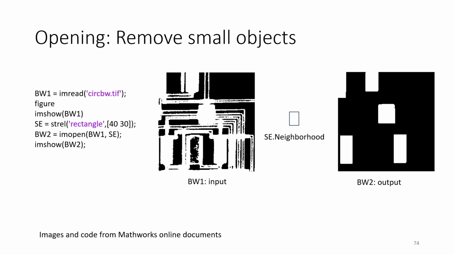What does it mean? It means in your input image, if the region is greater than 40 by 30 and all of them are 1, then only in this case it will be drawn on the output image. So the meaning of opening is it can remove small objects. If you do not want small objects, you can use the opening operation.